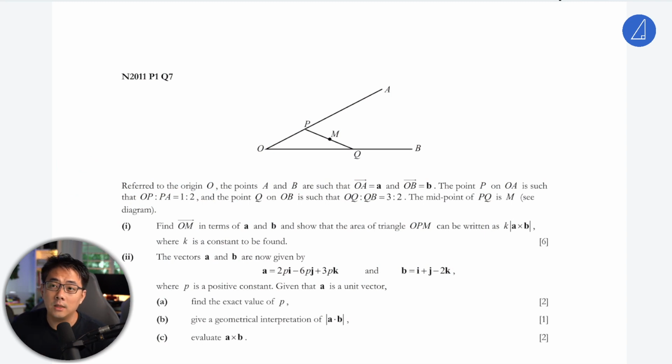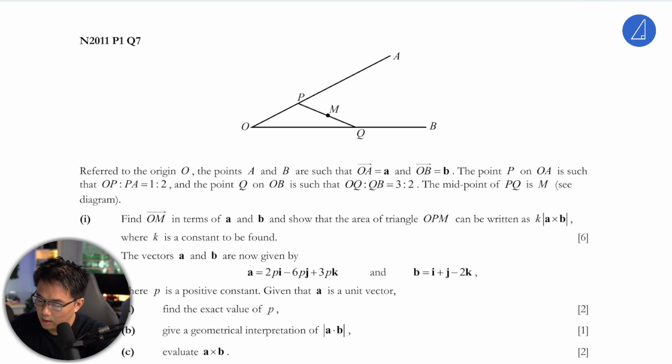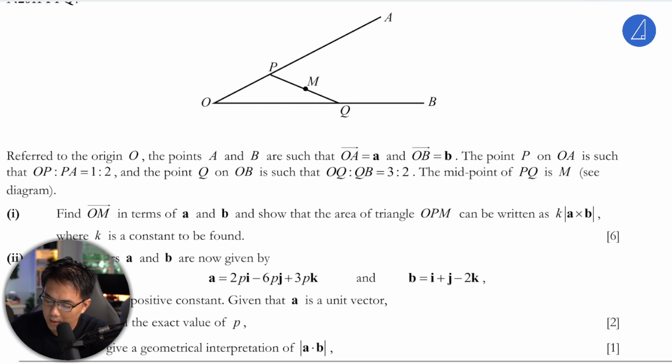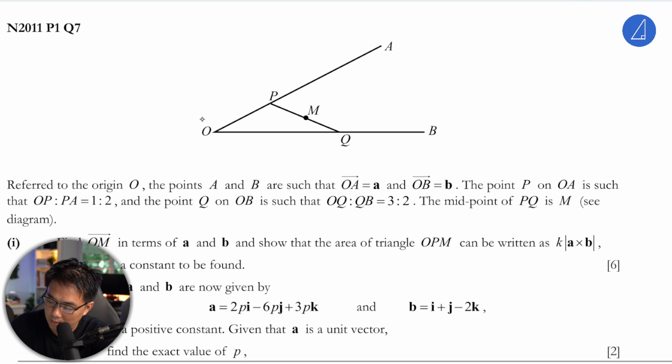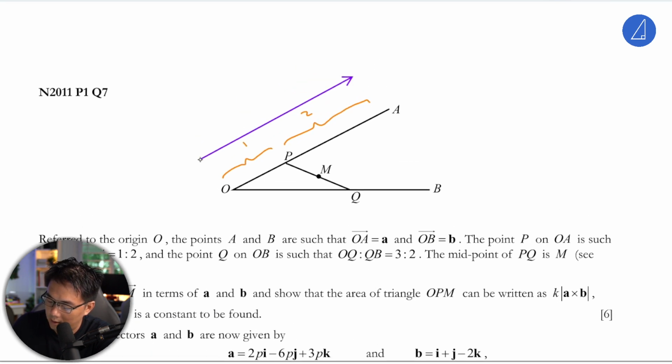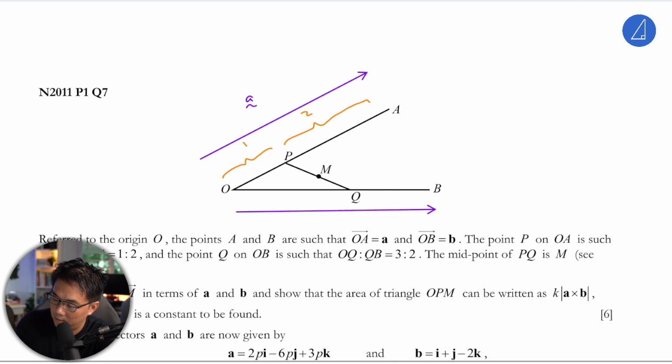Hi students, let's look at this question on vectors taken from 2011, the A-level paper 1, question 7. Refer to the origin O. The points A and B are such that OA is vector A and OB is vector B. The point P on OA is such that the ratio is 1 to 2. So in other words, this is 1, this is 2. It's not an issue. So this whole vector, by normal convention, we use as A, and this whole thing here is B.